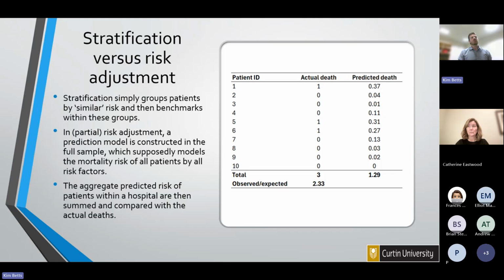With risk adjustment, you actually build an empirical model with all the risk factors that you think are important clinically, and age, prematurity, and all the other risk factors, procedural factors. You build that model in the full data set, and this allows you to have a predicted probability of mortality in that patient. You then come back to the hospital, you apply the model to the patients within a hospital, and I've got 10 fictional patients here, and this allows you to just compare the actual number of deaths with the predicted number of deaths in that hospital. So here we've got three patients actually died, but according to the model, we would only expect 1.29 deaths. So we've seen double the deaths that we expected.